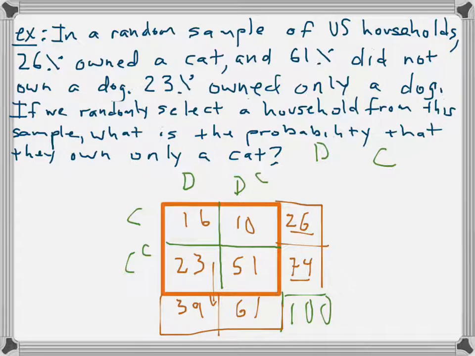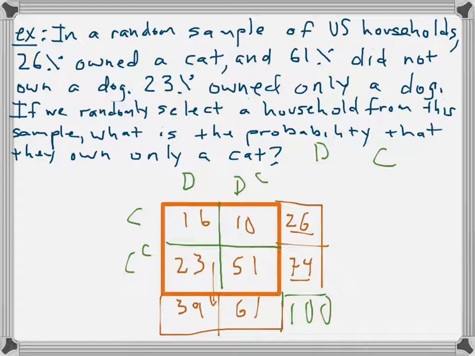So this is what I love about these two-way tables. It gives us way more information really than we had on the Venn diagram, and I think they're easier to solve. This gives us everything we need really for this problem. 16% of people had both a dog and a cat. 10% had a cat but no dog. That's me. 23% had a dog but no cat, and 51% had neither a dog nor a cat.